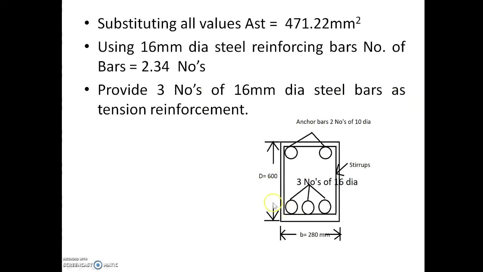So this is the final section we designed, that is b is equal to 280 mm and overall depth of 600 mm and effective depth of 560 mm. Here we got three numbers of 16 mm diameter bars, and here we are using two numbers of anchor bars with a minimum diameter of 10 mm.